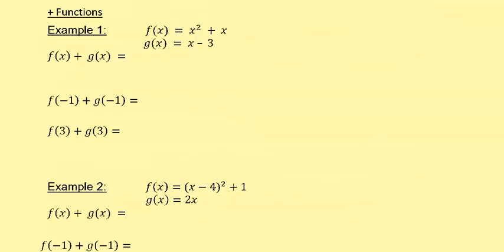Let's look at the next page, page 7. Adding functions. Example 1. F of x equals x squared plus x, and g of x equals x minus 3. When you add them together, all you have to do is combine like terms. So this becomes 2x. So then you have x squared plus 2x minus 3.